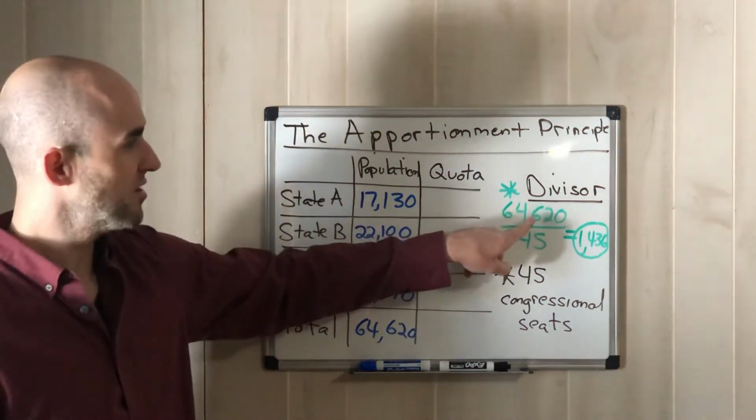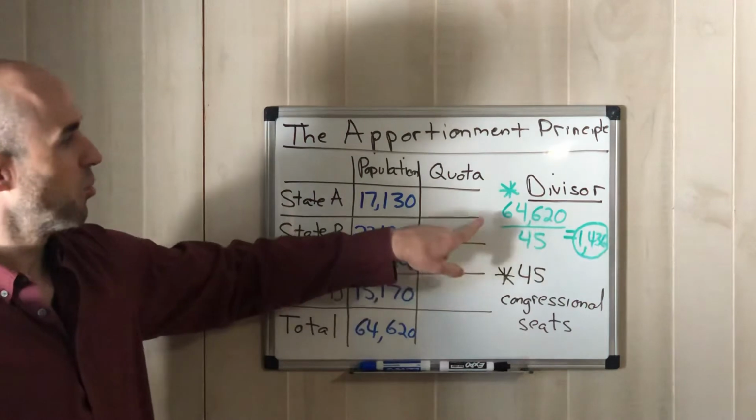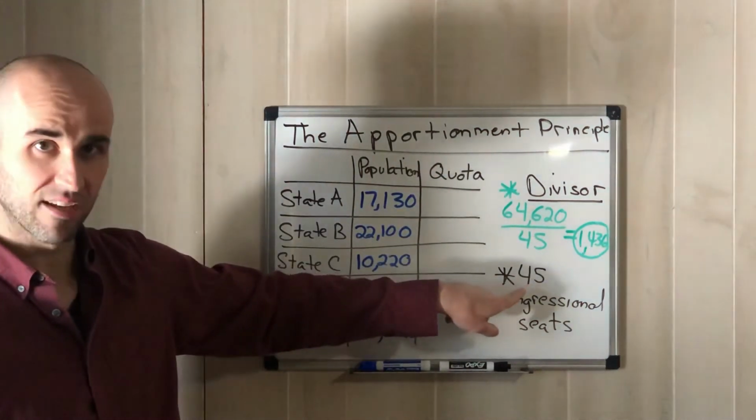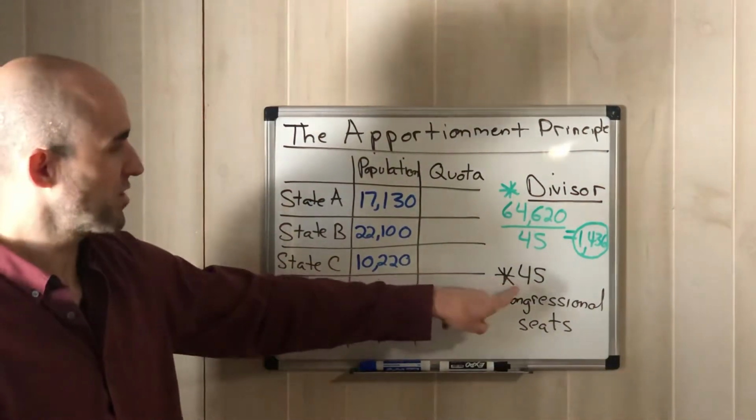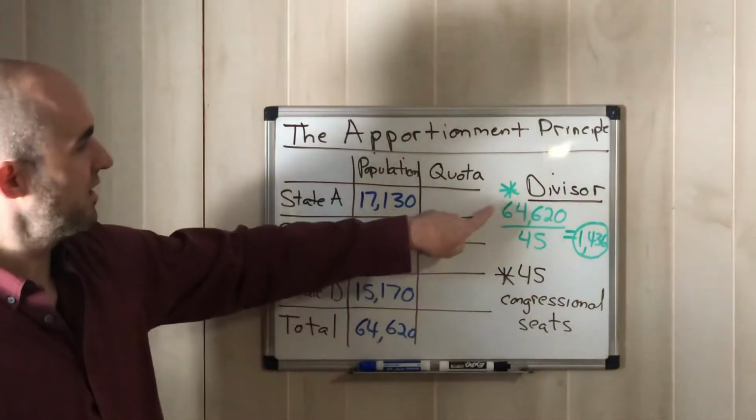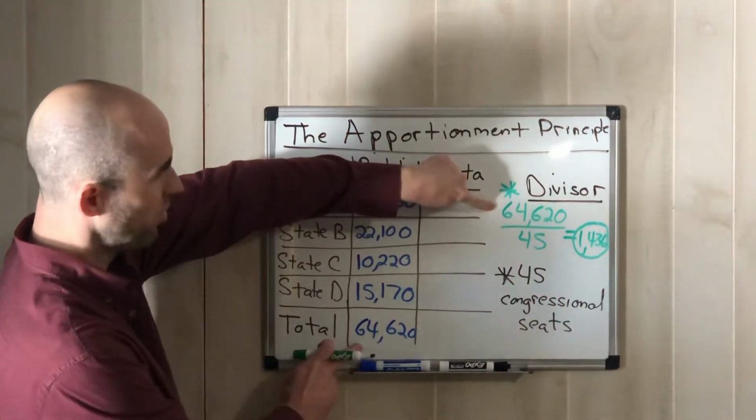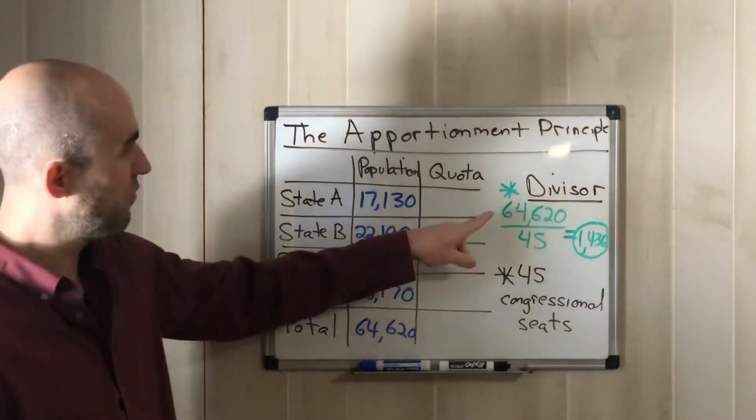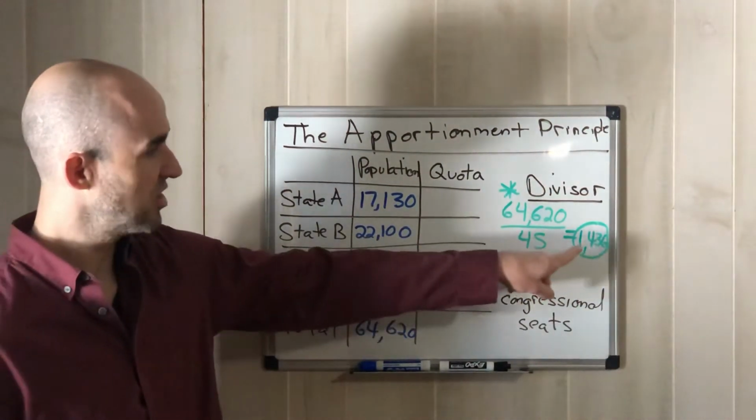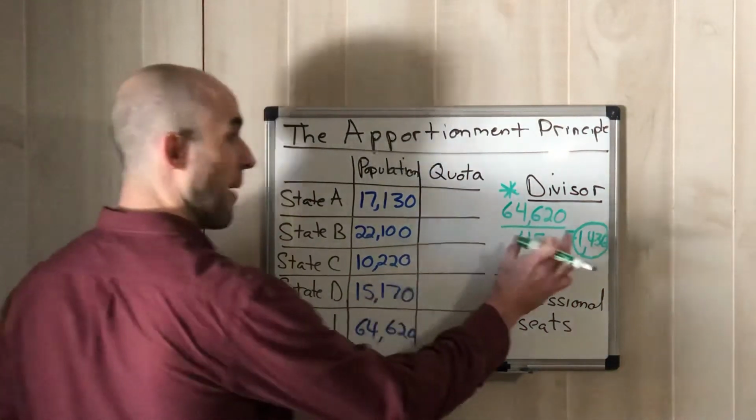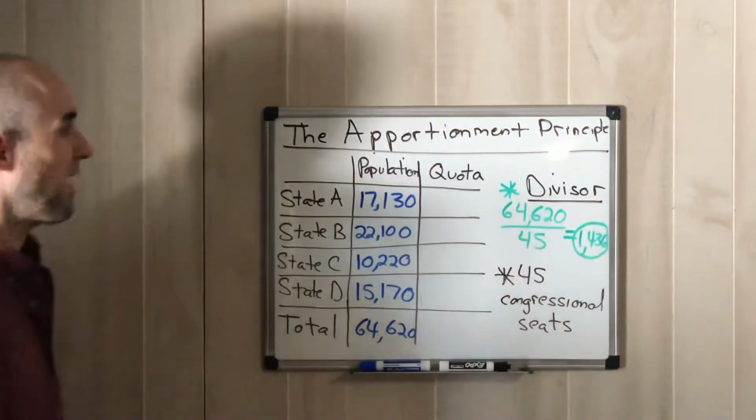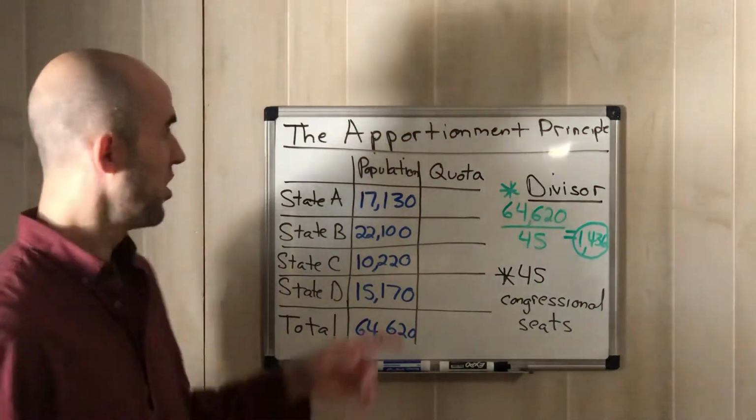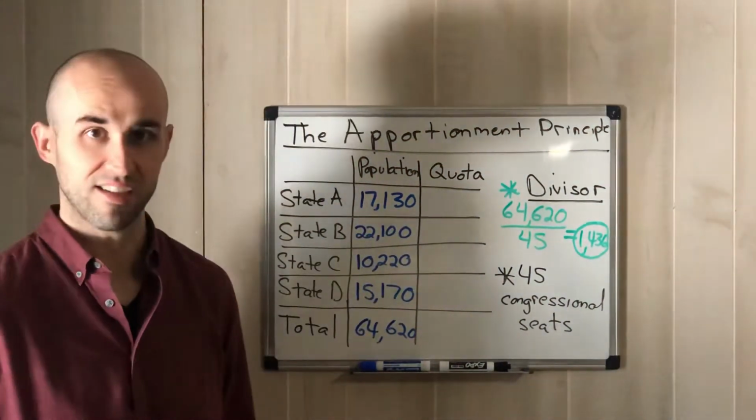To find the divisor, the 1,436, we need to take the total and divide it by how many we're splitting amongst everybody. In this case, we're splitting up 45 seats. So we did 64,620, the total, divided by how much we're splitting up. And once you figure that out, it gives us 1,436. That number is what we're going to divide all of these by to find our quota, because the quota is the process that we start to figure it out. Once you figure out the quota, everything else becomes easy.